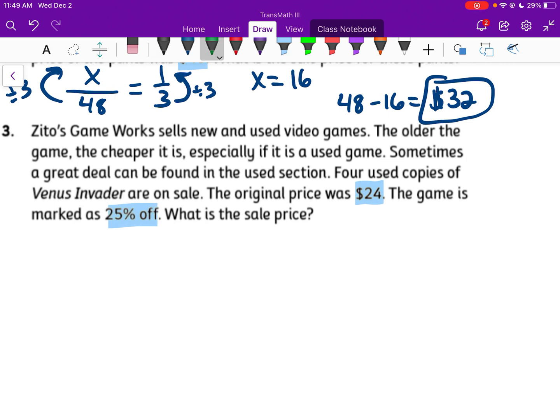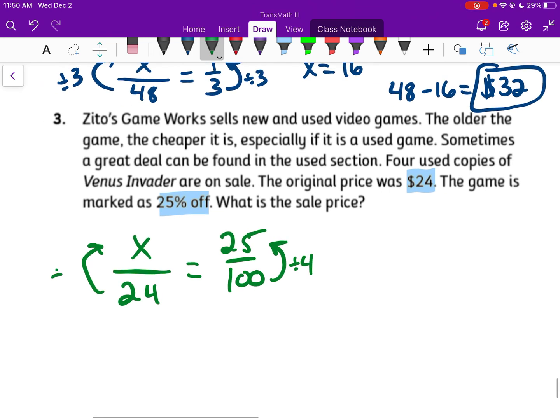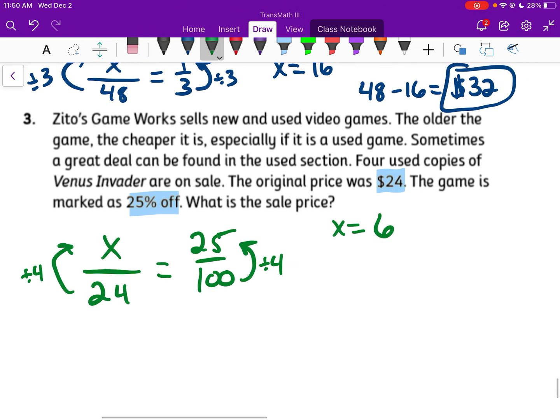So again, when we're doing this now, the dollars off divided by the original price is equal to the percent over 100. We were given the exact percent this time, so 25 over 100. I would use vertical in this case, 100 to 25. We will divide by 4. So 24 divided by 4, we're going to get a discount of $6. And again, that's the discount, not the sale price. Sale price is the original cost of 24 minus 6 to give us a sale price of $18.